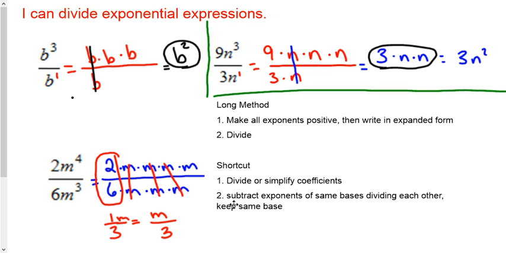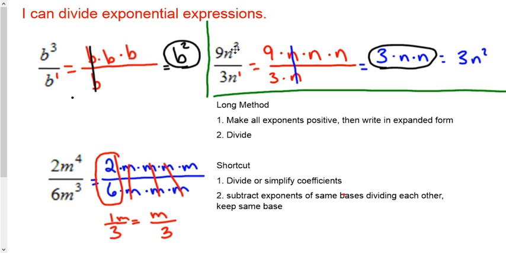Now, the last part that you would do with your exponents is subtract the exponents of same bases dividing each other, and keep the same base. So here they have the same base. This b to the third is being divided by b to the first. So just subtract your exponents. What's 3 minus 1? 2.